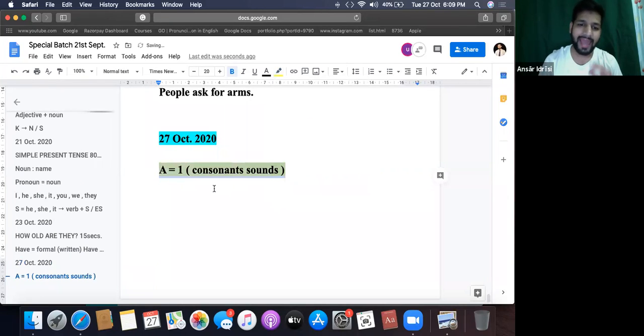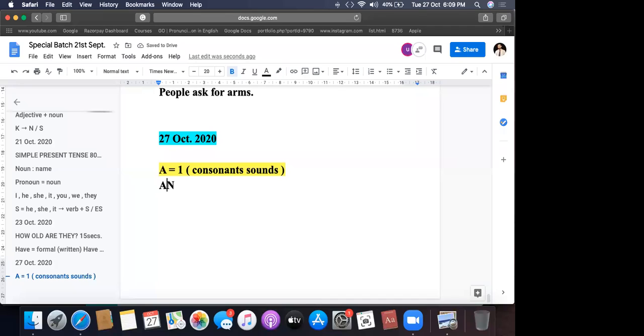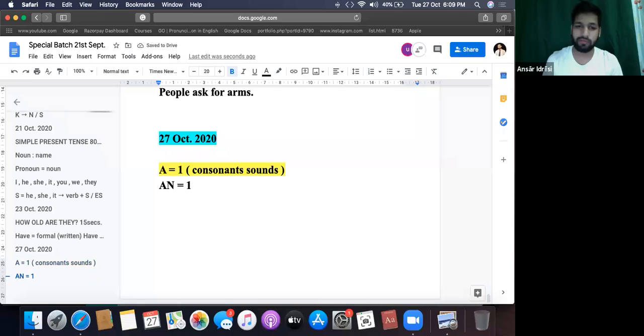Now "an": we are going to see today when to use "an." When do we use "an"? Who can tell me? With vowels, sir. Vowels, correct. And also with vowel sounds, sir. Correct, exactly. Now let me tell you one more thing.